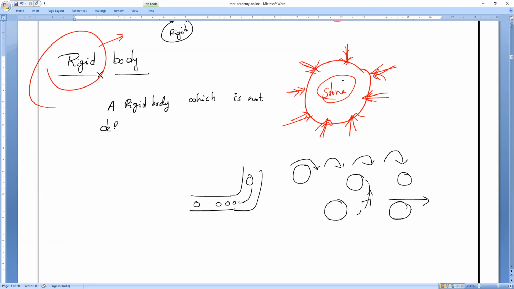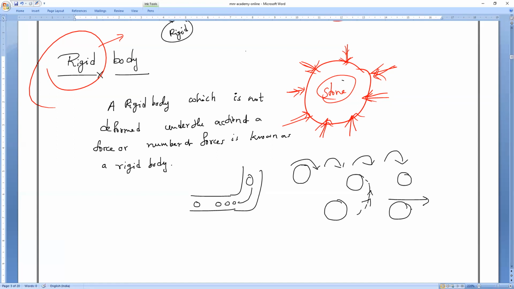So a rigid body, which is not deformed under the action of a force or a number of forces, is known as a rigid body. Everybody clear what a rigid body means?